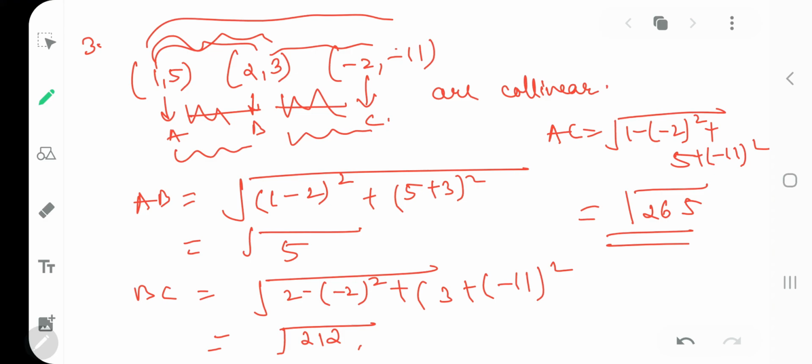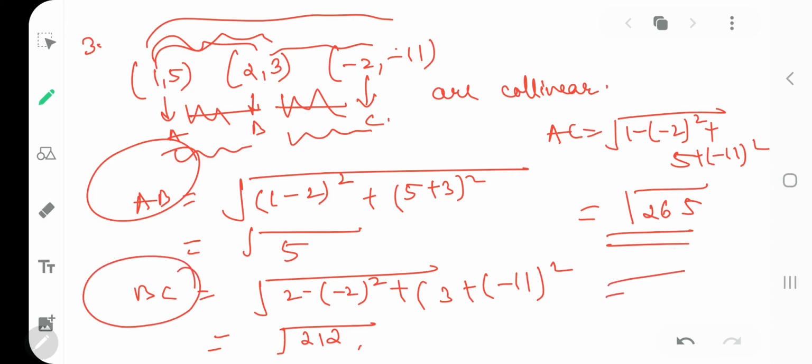Getting my point? Are you getting my point clear? AB plus BC should be equal to AC. But if I do AB plus BC, I am not getting equal to AC. So that means they are not collinear. They are non-collinear. Is that clear?